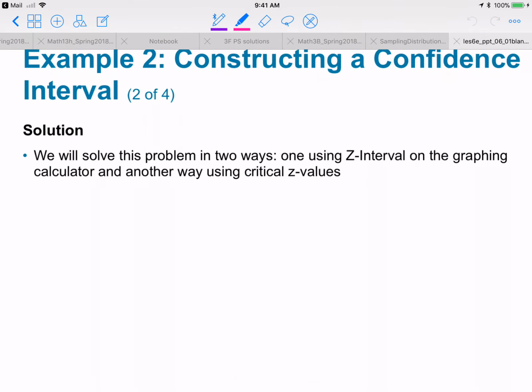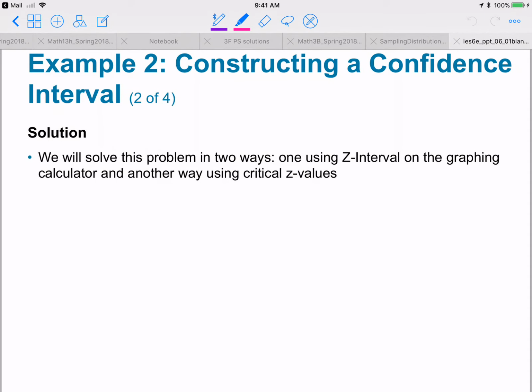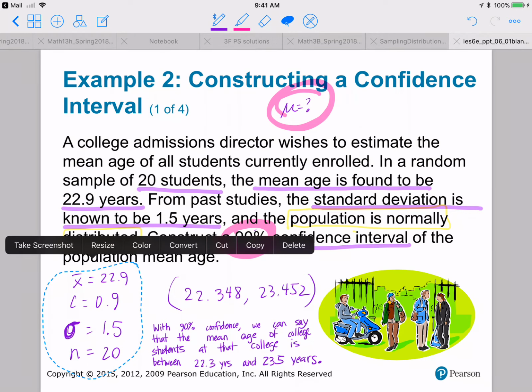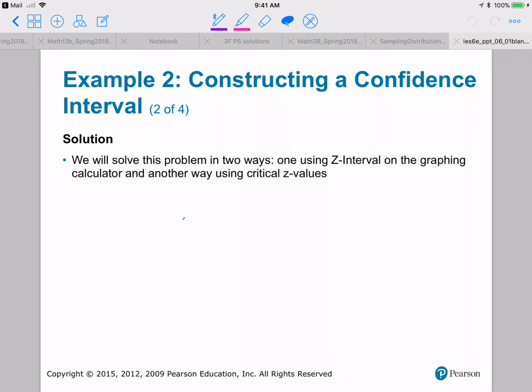So it looks like I wanted us to solve this on the graphing calculator, and the other way was to use critical values. So if we're going to use critical values, it is not so bad. Let's just copy this information, paste. And for critical values, here's what we need. We need to find E, and our left endpoint is going to be x bar minus E. Our right endpoint is x bar plus E. So this will be our confidence interval.